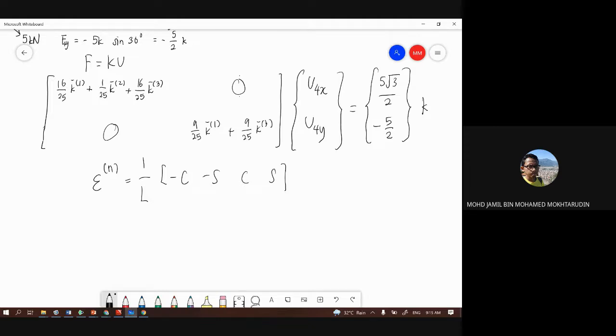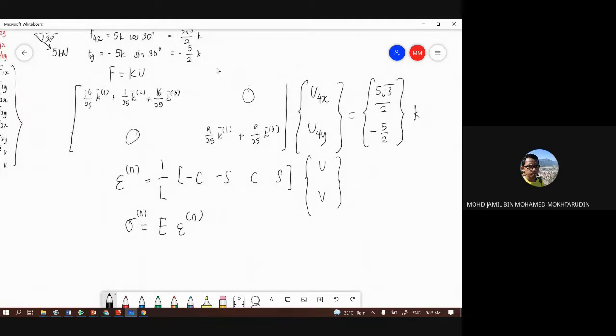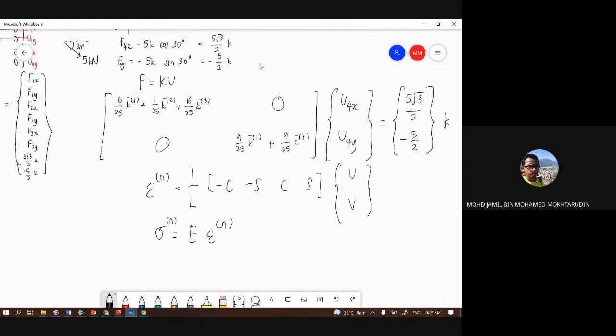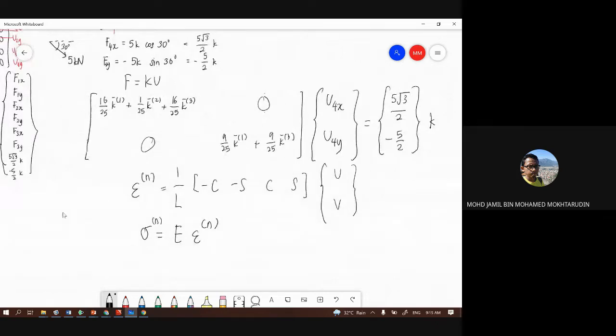Okay. And then the displacement. And then to find the stress, simply find stress equals E times the strain. Okay, any question before we proceed with the next chapter?